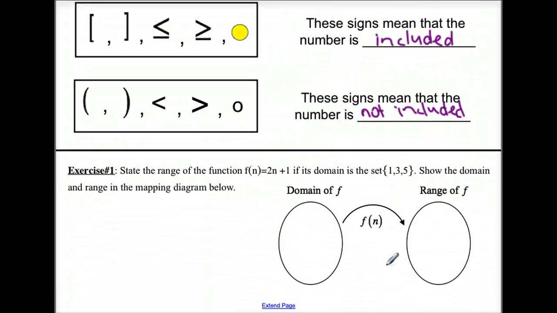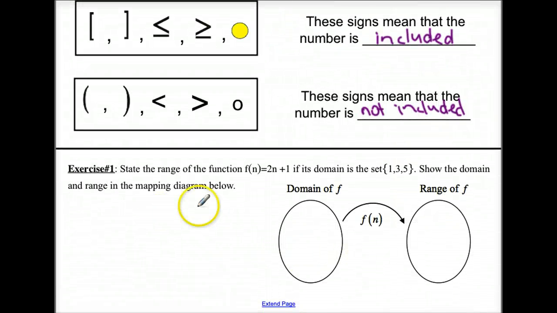So let's see how this works. State the range of the function f of n equals 2n plus 1 if its domain is the set 1, 3, 5. Show the domain and range in a mapping diagram below. So my domain here is 1, 3, and 5. My range, remember, is my output. When I plug in these values for n, what do I get?